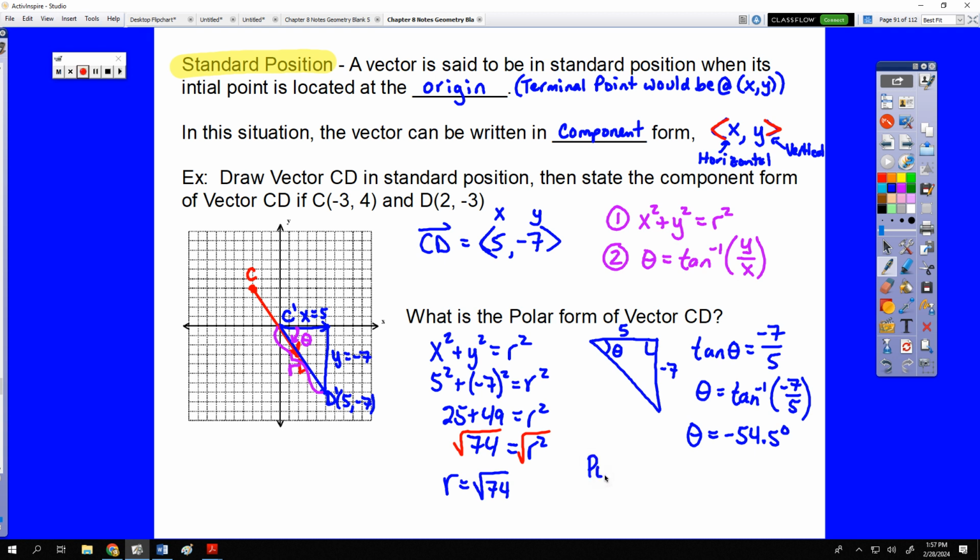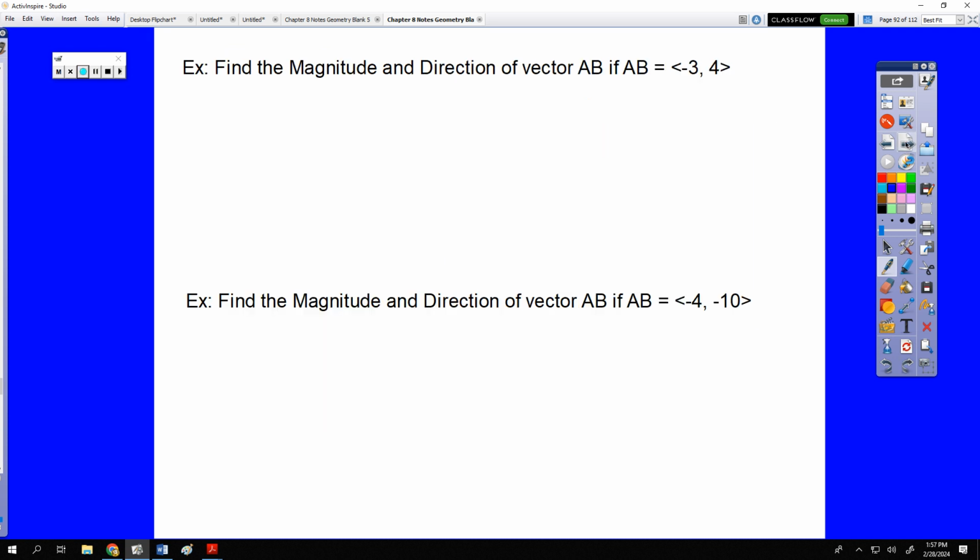So our polar form of CD would be r, which is the square root of 74, at theta, negative 54.5 degrees. So there's our polar form. Okay, now this is a lot of new stuff, so I'm not expecting you to be great at this right away. Okay, so here in the next two examples, they've already given us the component form of the vector.